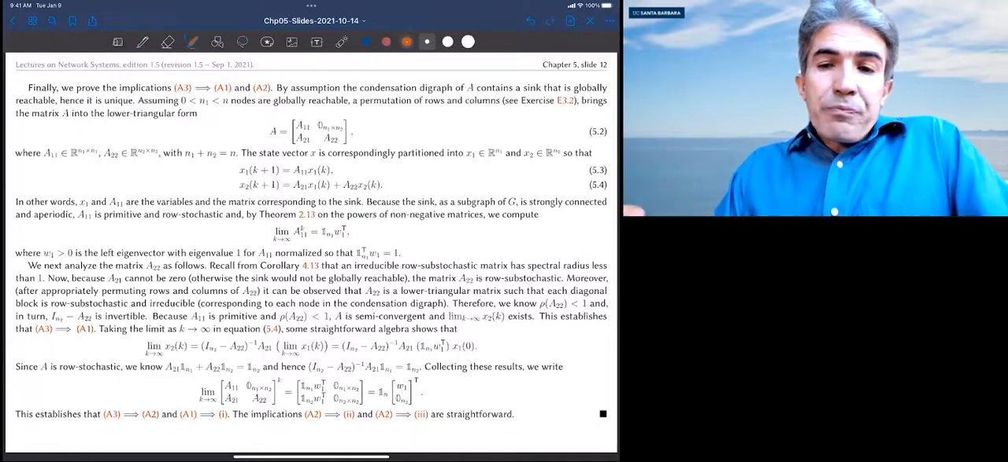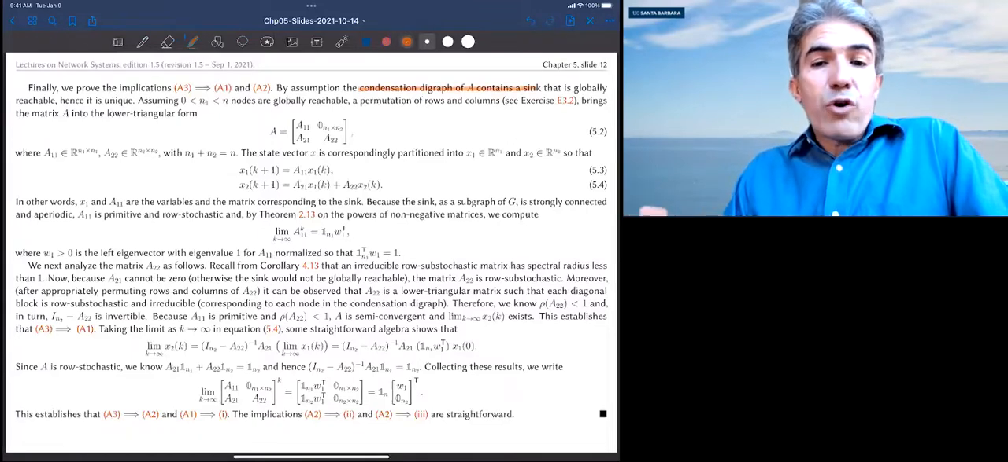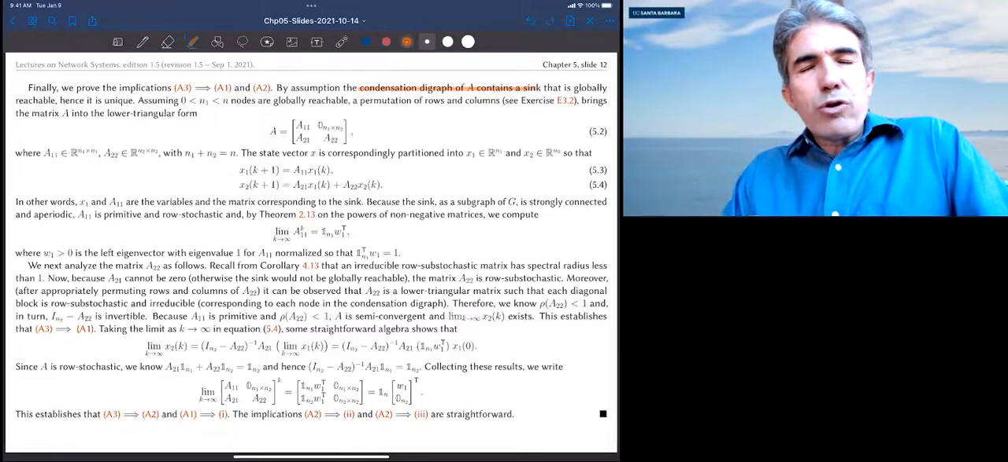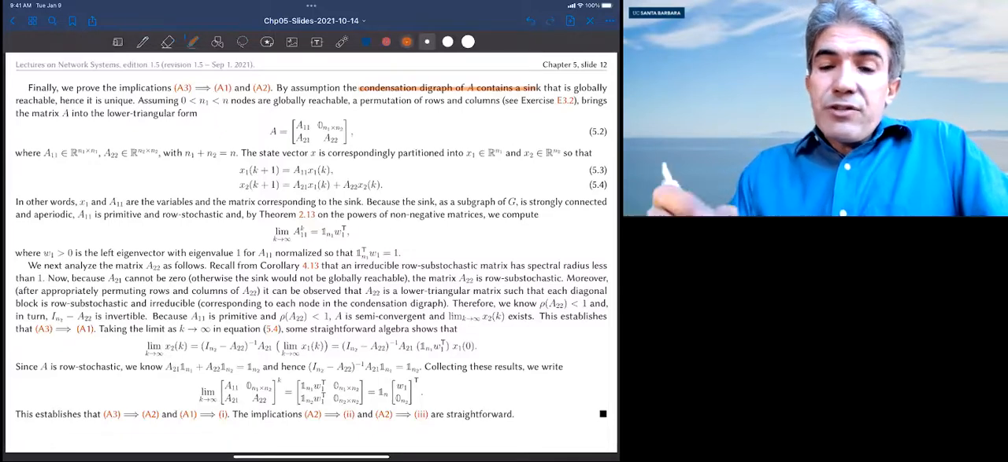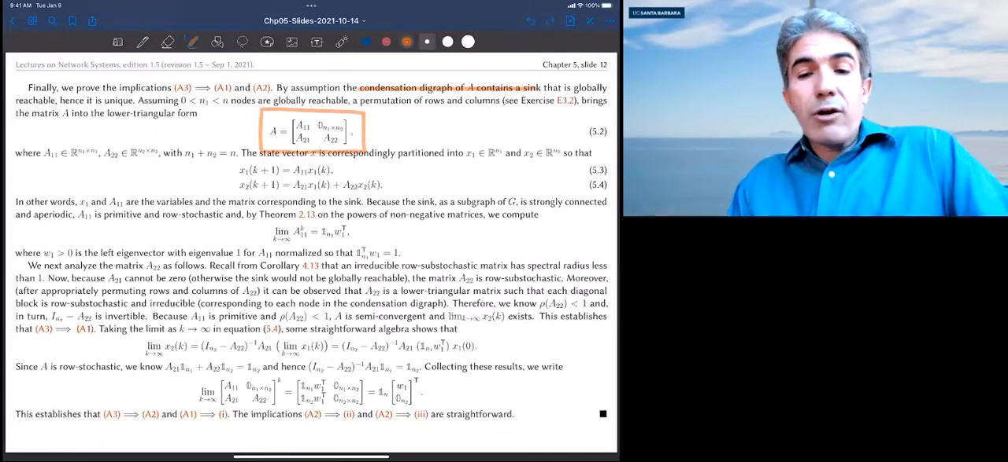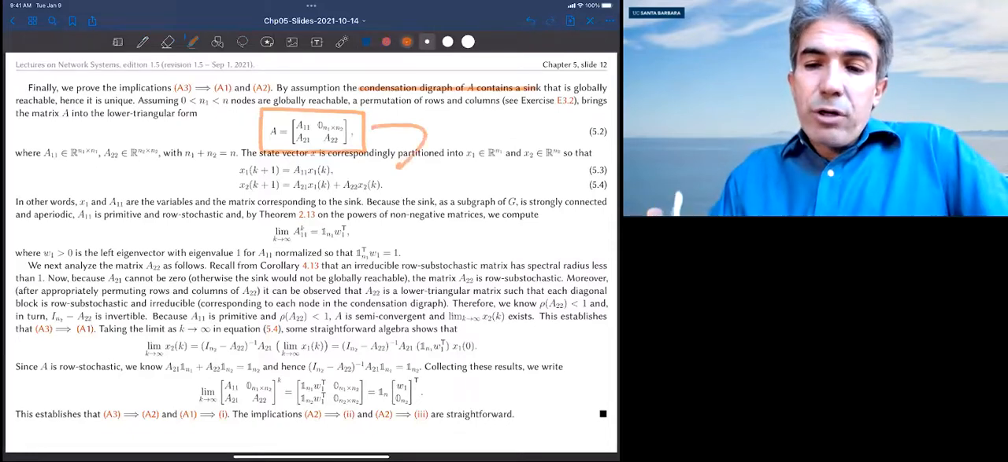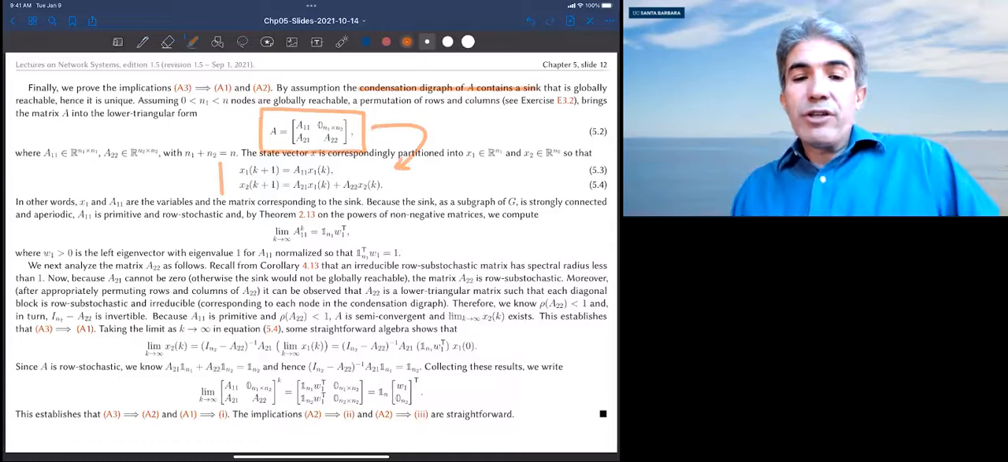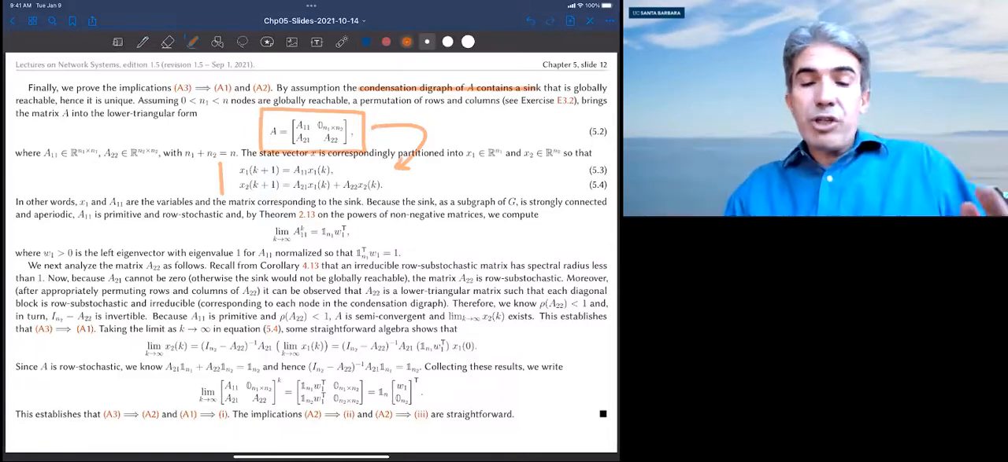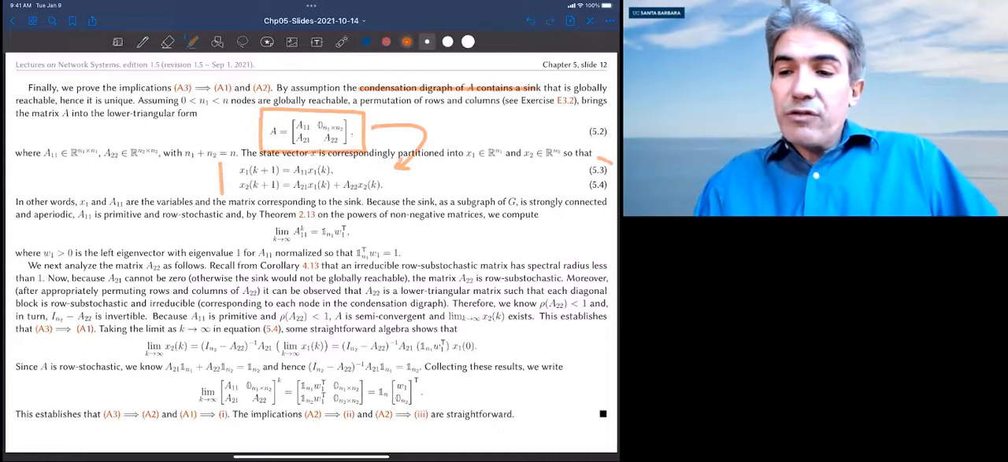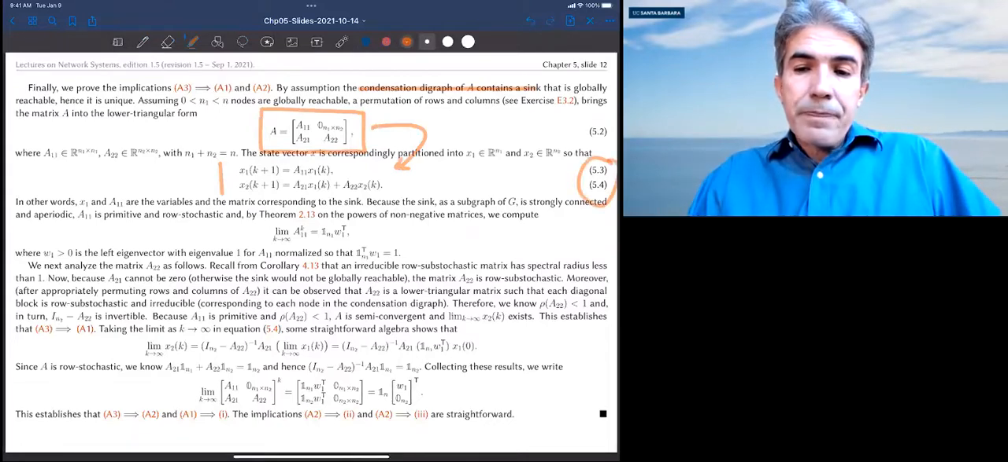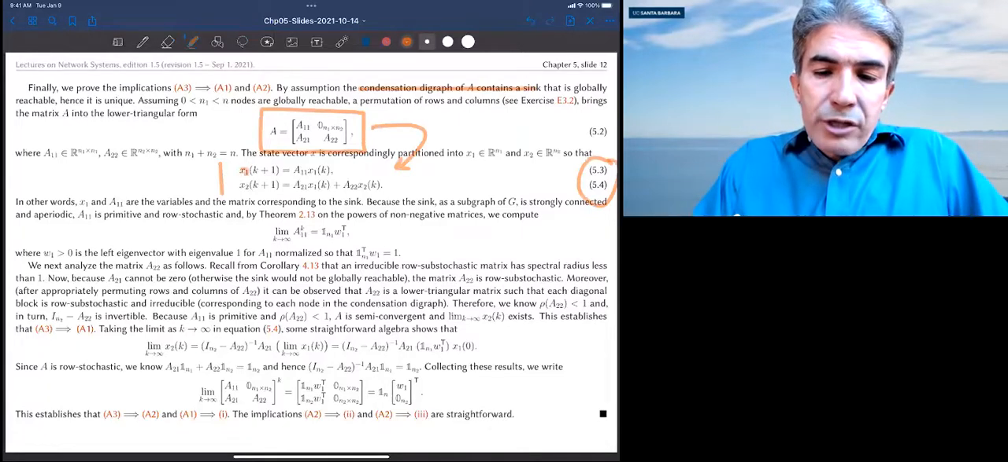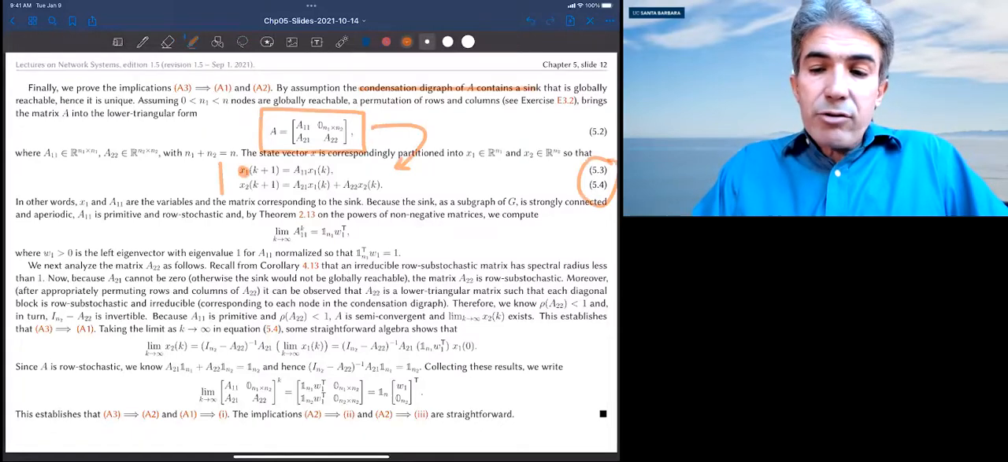Now, because the condensation contains a sink, which is the connected component of globally reachable nodes, it turns out that you can write the adjacency matrix in this lower triangular form. And therefore, you can write the dynamics of the averaging algorithm, after a possible permutation of the entries, in this form, 5.3, 5.4. So again, I'm using the fact that there exists a globally reachable node. The globally reachable nodes are all in the vector x1.